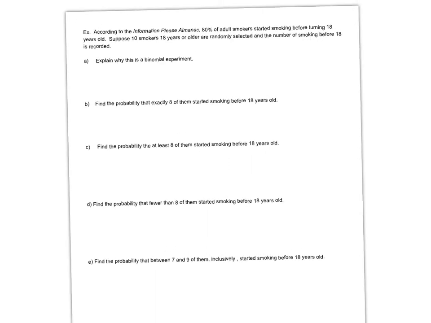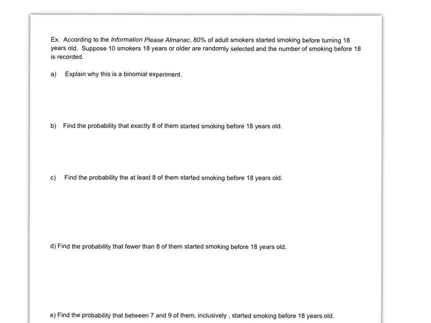All right, let's look at one more example of binomial probability. This says, according to the Information Almanac, 80% of adult smokers started smoking before they were 18. So that's telling me the probability for all adults who smoked that they started before they were 18. So P is 0.8, so Q is 0.2. And this problem says we're sampling 10 smokers.